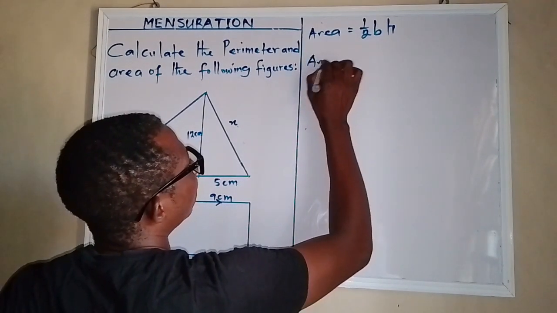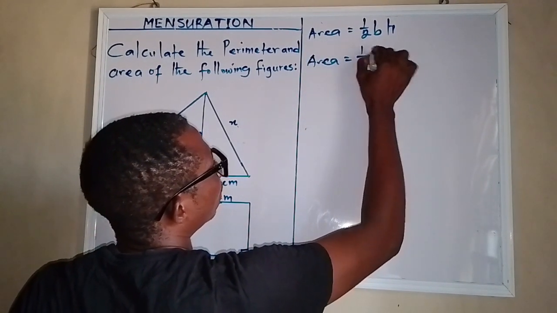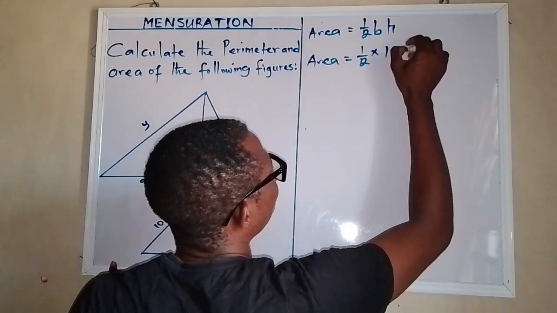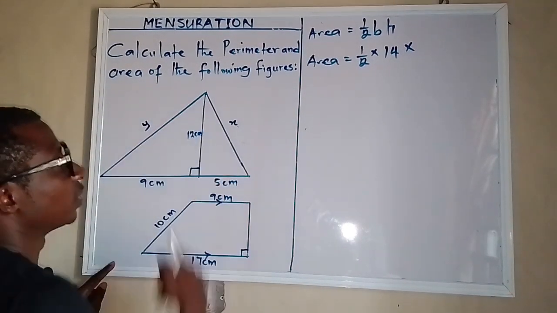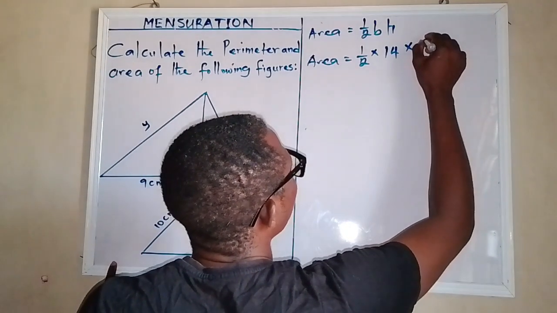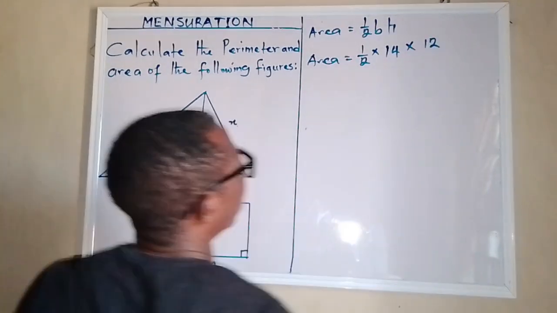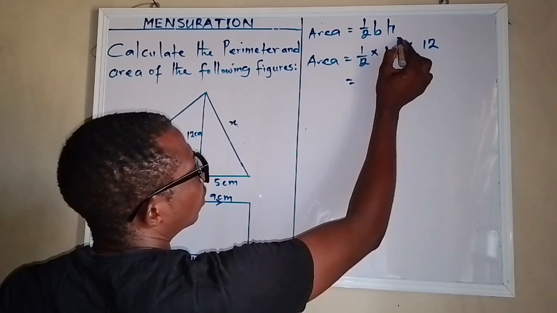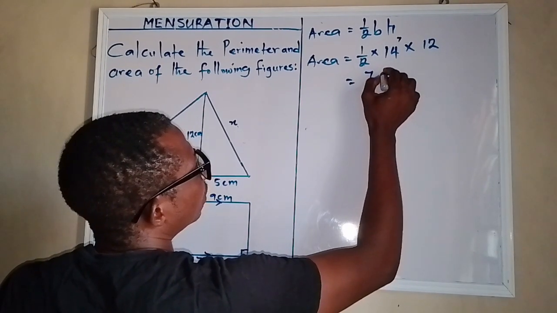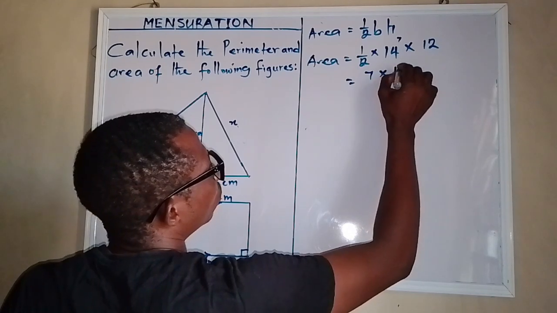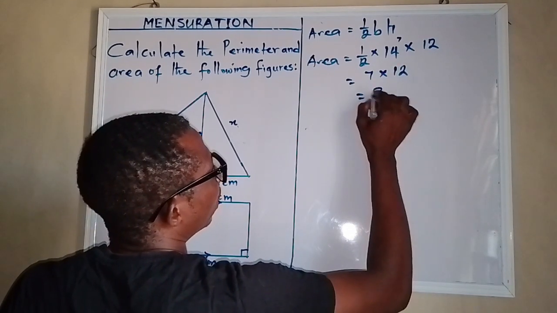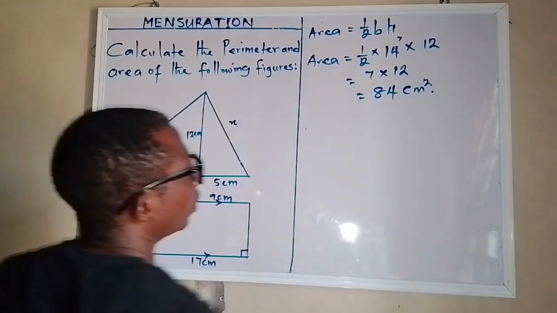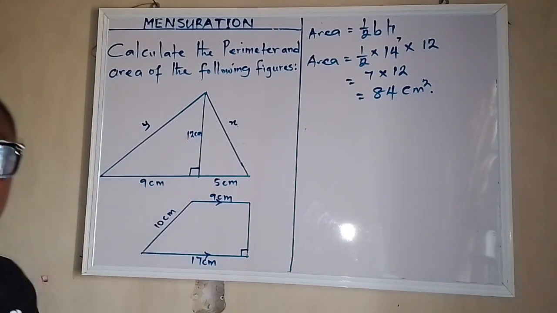We have area of the triangle will be 1/2 times the base, this plus this, that's 14, times the height, that's 12. So when you use this to cancel this, we have 7 times 12, and your answer is going to be 84 centimeter square. So this is going to be the area of the triangle.